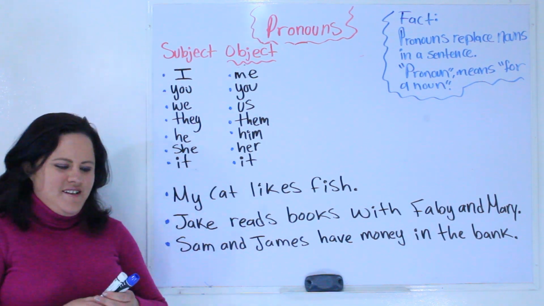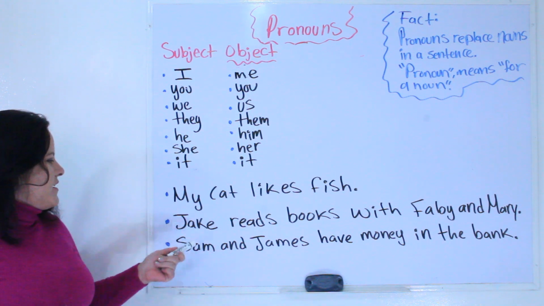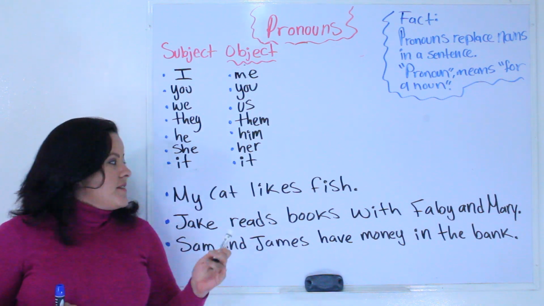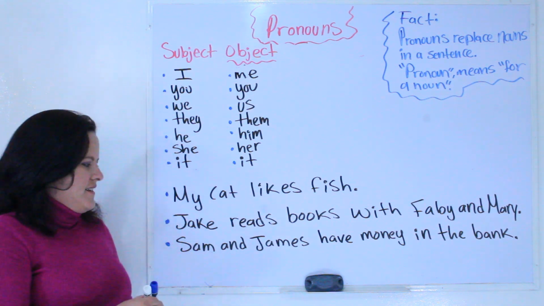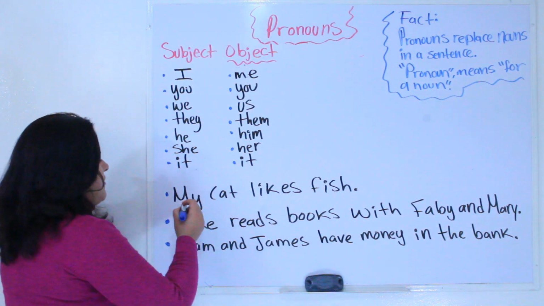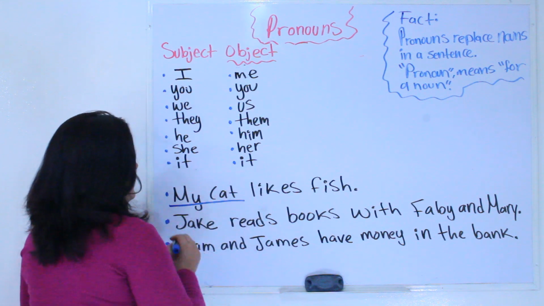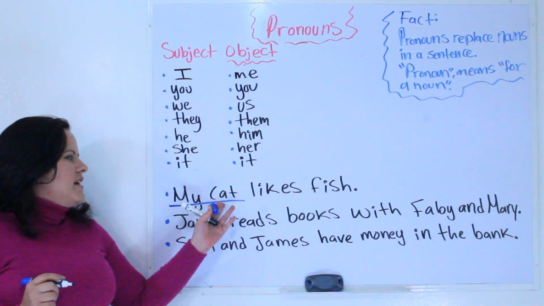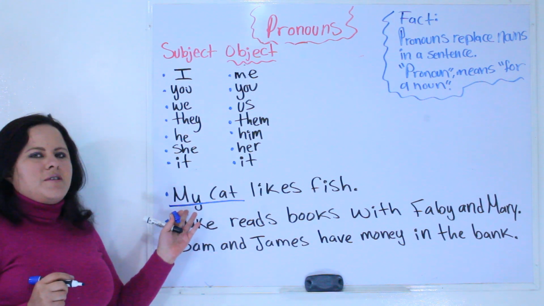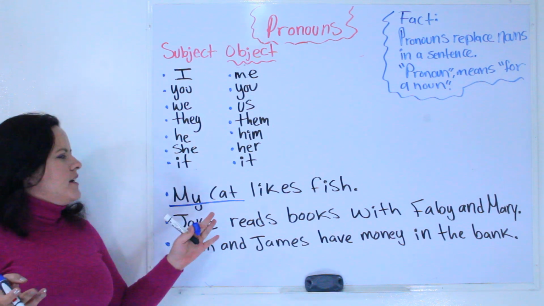Okay, it's practice time. Now we have 3 more sentences written on the board. The first one says, my cat likes fish. My cat likes fish. So my cat is a noun. Well, my cat is the subject of the sentence. Cat is a noun. My is a possessive adjective, but we will learn that later.